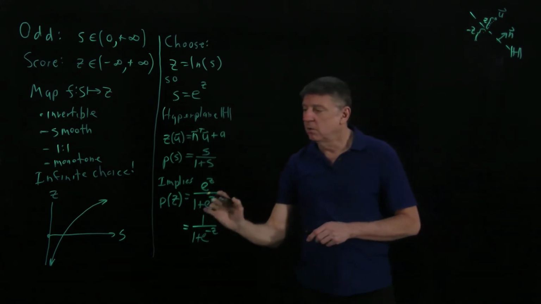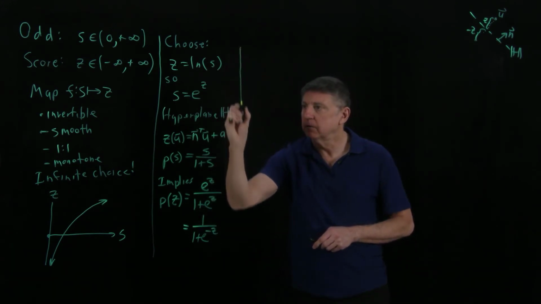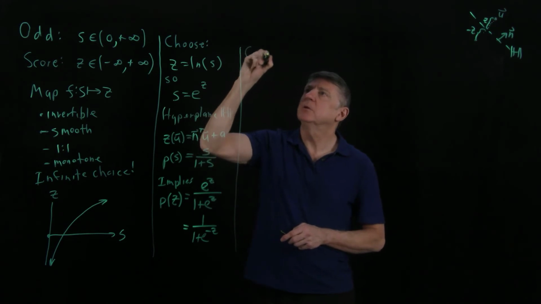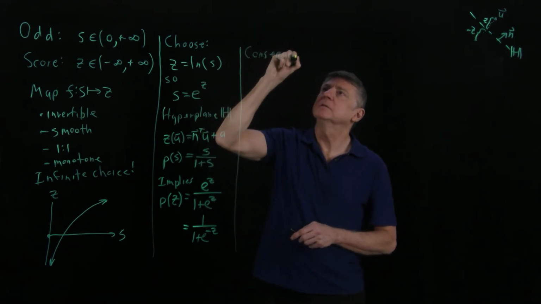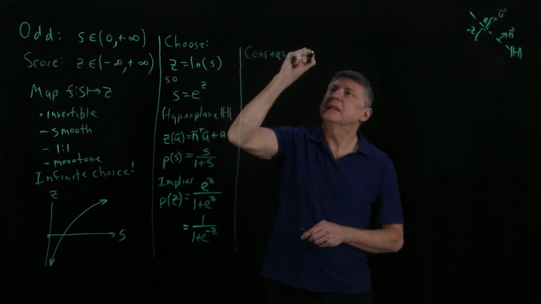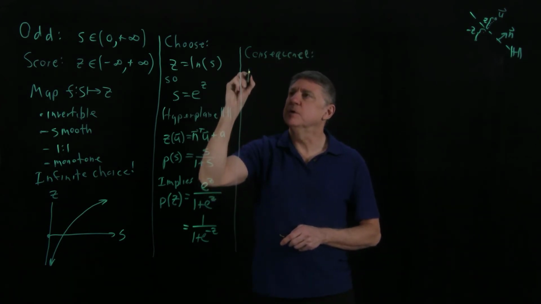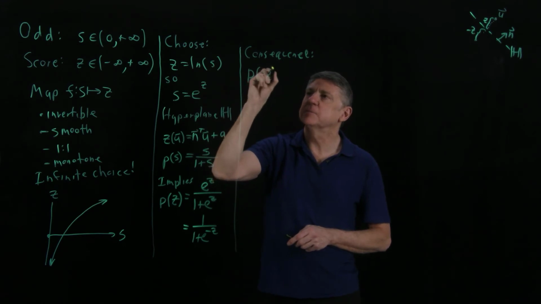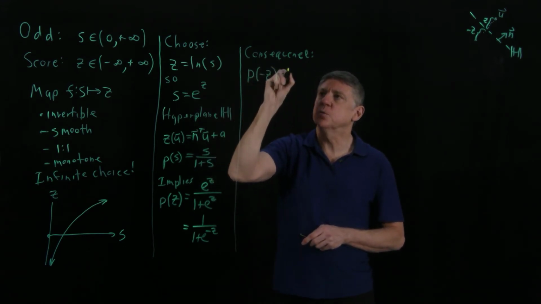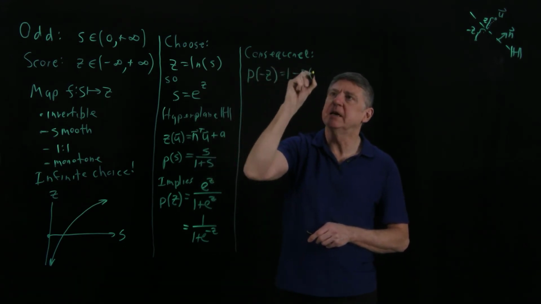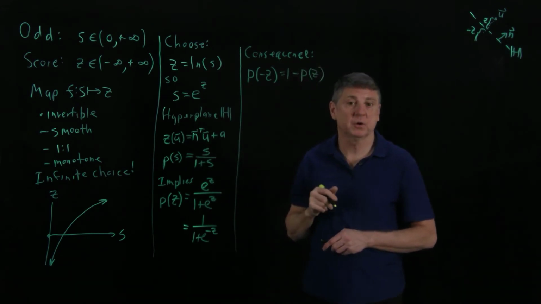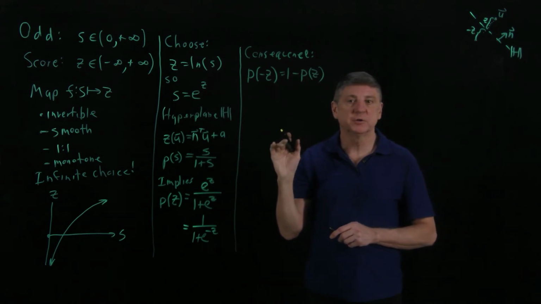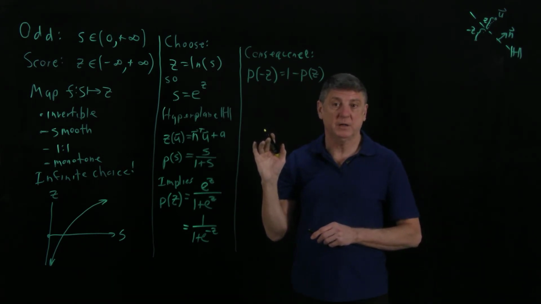And so if we use this, we have a consequence. The consequence is that for this choice, the probability of something with a negative score is 1 minus the probability of it with the positive score. And that symmetry captures our notion of probability really, really well.